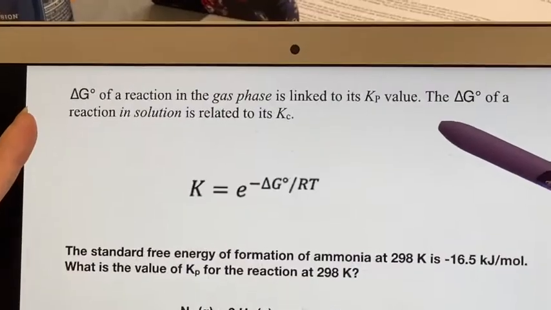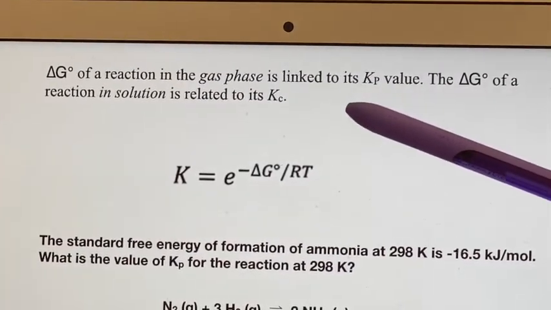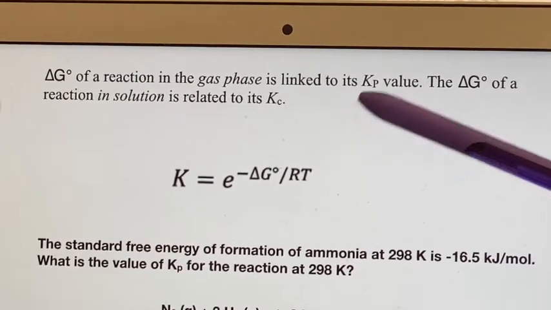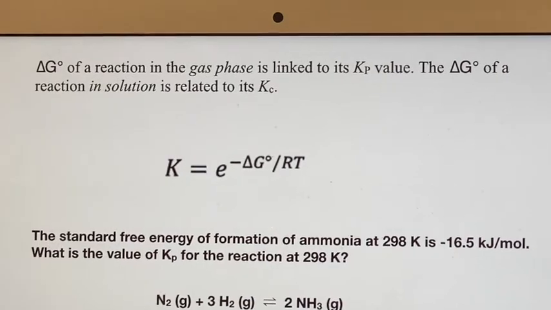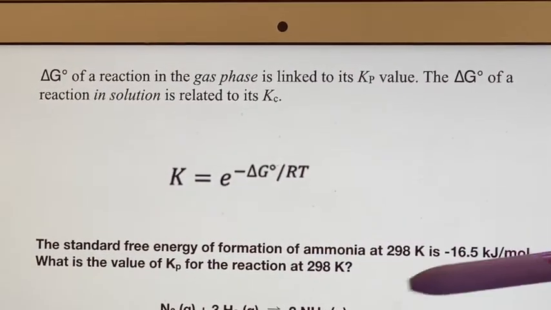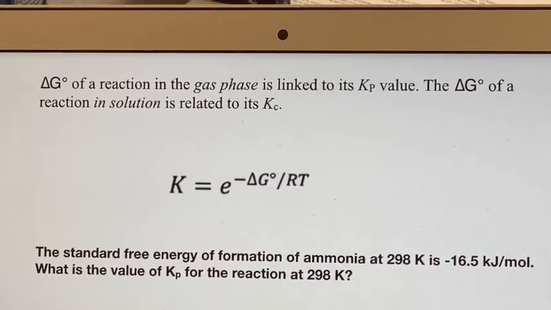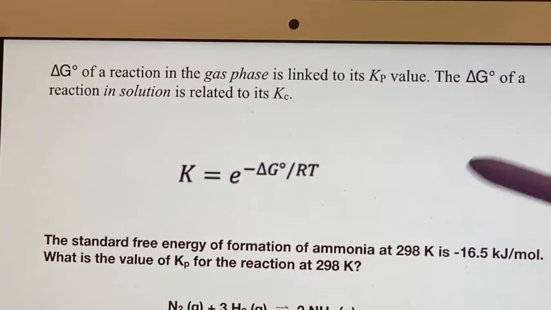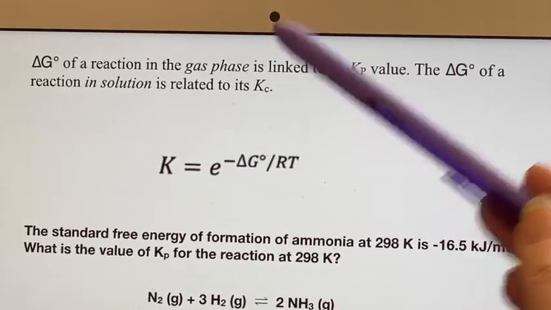Delta G. In solution, you're going to be thinking about K sub C. If it's all gas phase, you can link it to K sub P if you would prefer. And if you're wondering about the situation, if there's a little of both aqueous and gaseous, well, guess what? That's why you take PChem. It's a little too complicated for this.